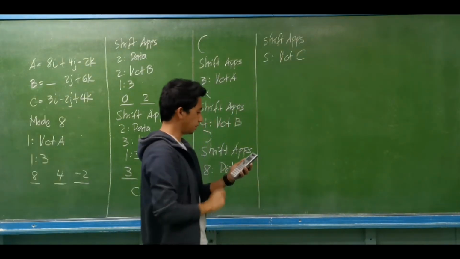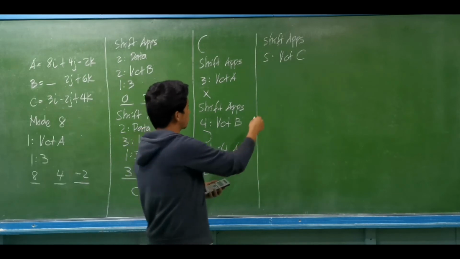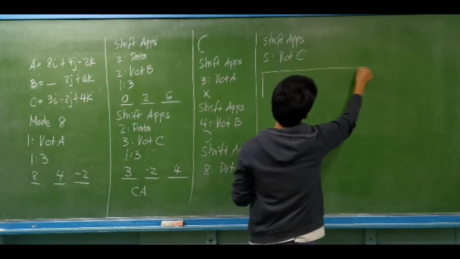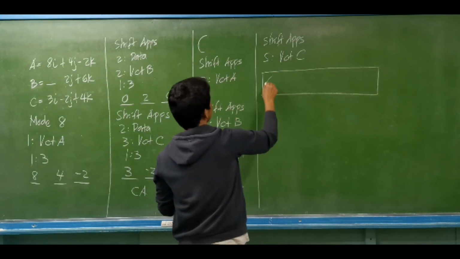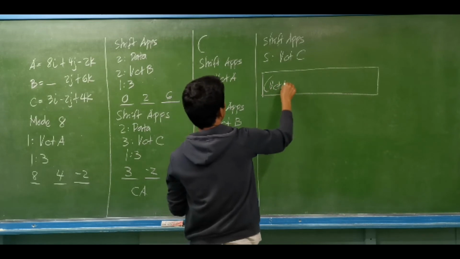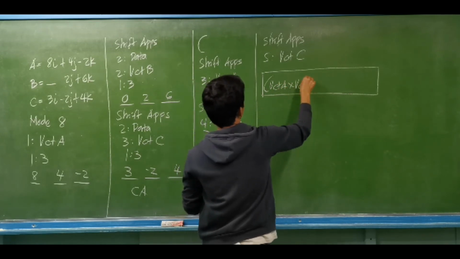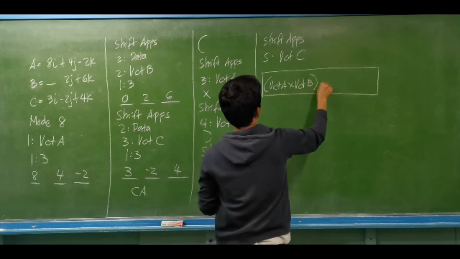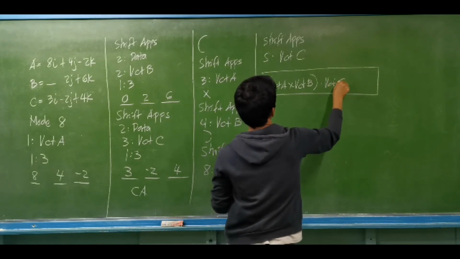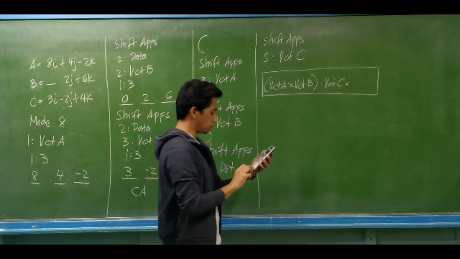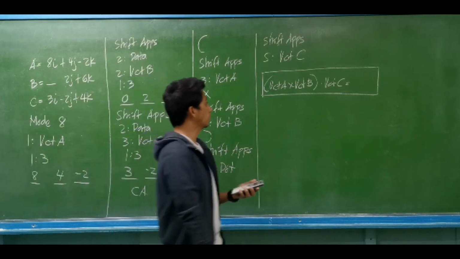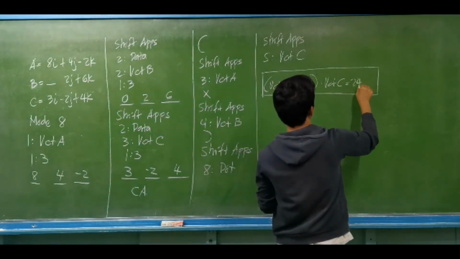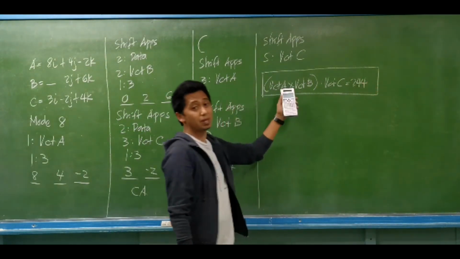So that's number 5. So what is on the screen of the calculator should be vector A cross vector B, dot the vector C. Then we press equals, and that is equal to 244. That will be our answer.